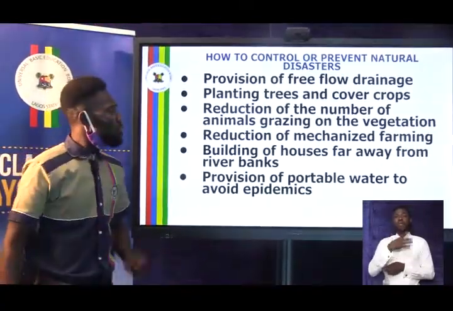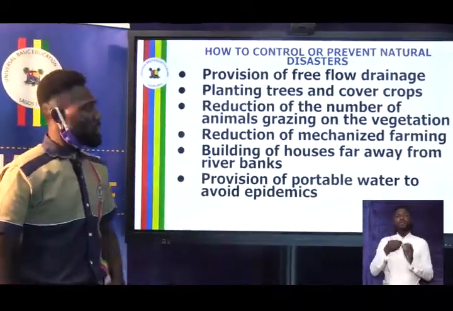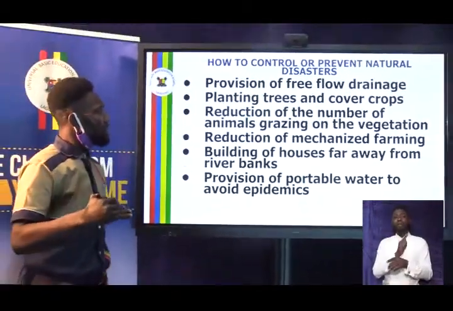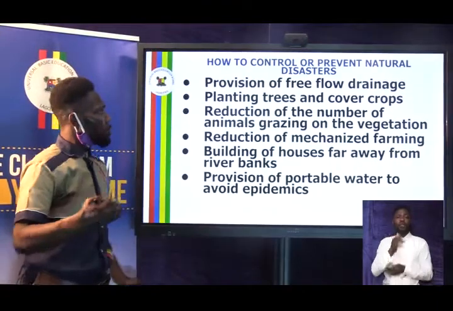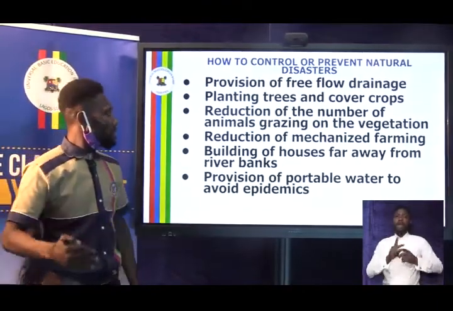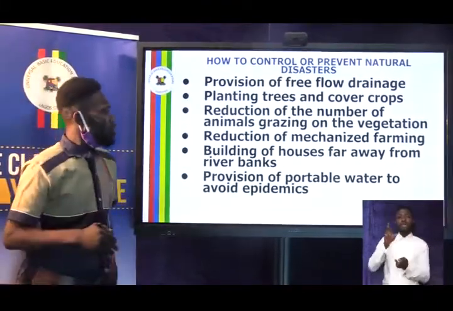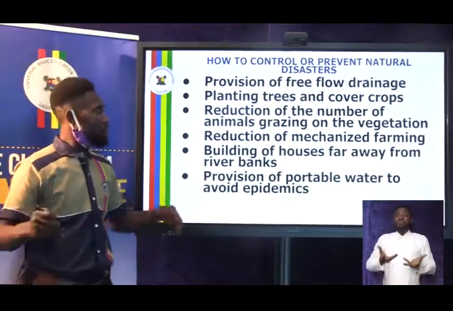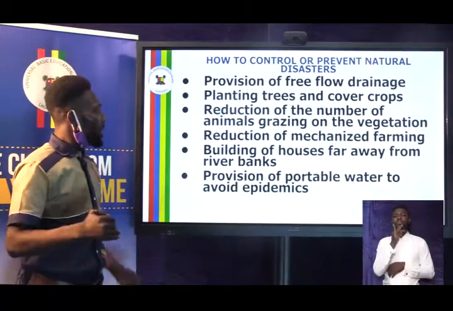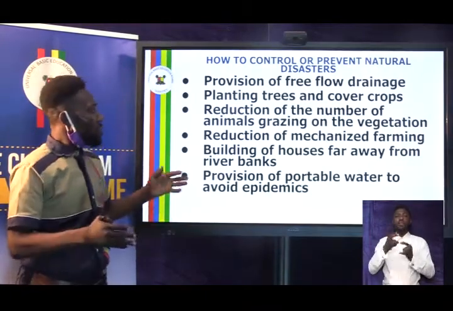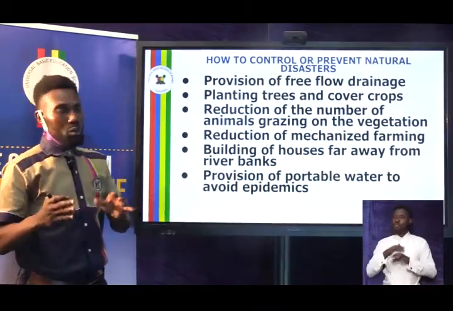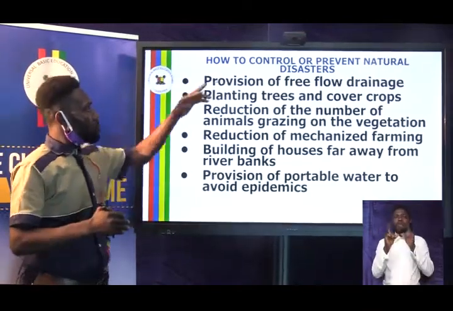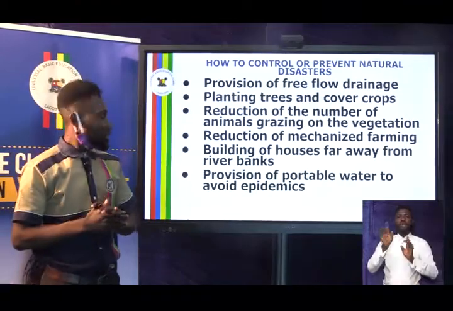And the third one is reduction of the number of animals grazing on the vegetation. When we reduce the number of animals grazing on the vegetation, it will help us to control or prevent natural disaster. Reduction of mechanized farming. The use of big and heavy machines on the farm is also a problem in some way. If we reduce, not that we should not use those machines, but we should reduce it to a certain level, it helps prevent natural disaster.